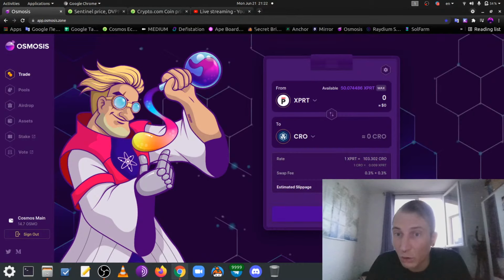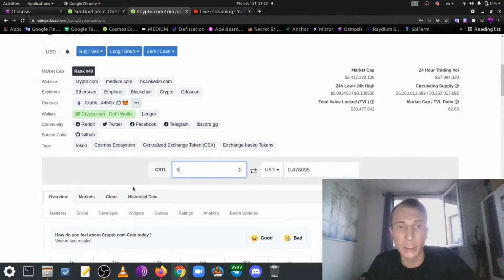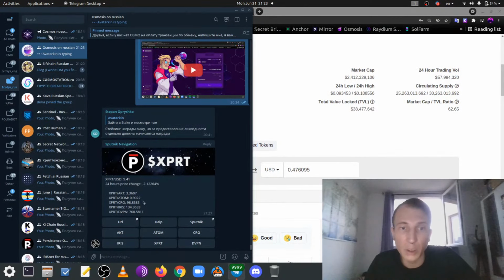XPRT to CRO 1.3, and here is another 198. It's a 5 CRO difference. Go here and understand that the 5 is already 47 cents, half of a dollar. Half of a dollar from each one XPRT to CRO. This is nice.